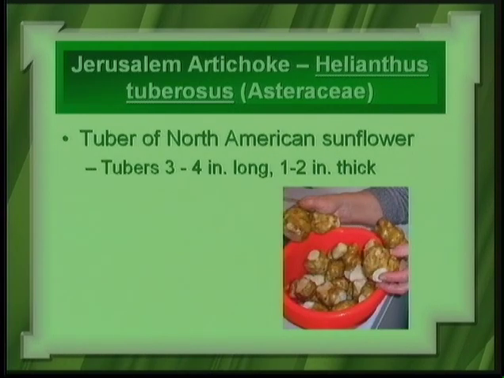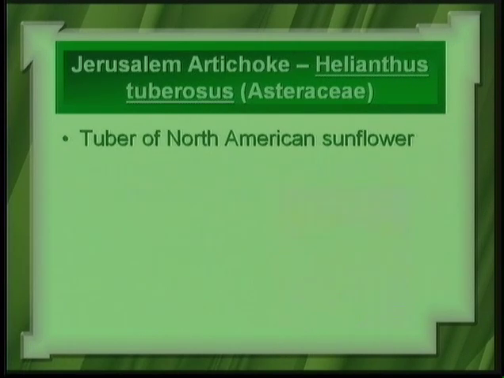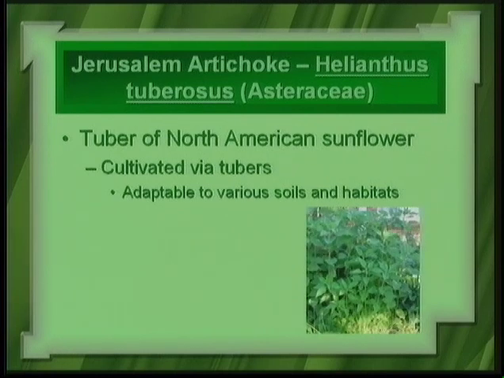So the tubers are maybe 3 inches long, 4 inches long, about 1 to 2 inches thick. You could eat it fresh, or you could eat it prepared. It can be sautéed, it can be fried, it can be baked. It's supposed to be pretty delicious, I think. It's supposed to be sort of sweet. And generally this plant tends to be cultivated via its tubers.